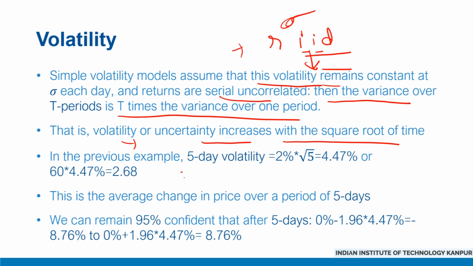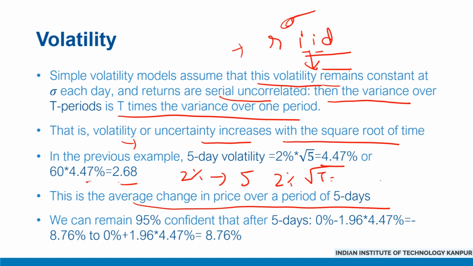In the previous example, we said that daily volatility was 2%, and we want to convert it into 5-day volatility, which means 5 periods. So we multiply the standard deviation value of 2% by the square root of the period t, which is 5. We get a value of 4.47%, or in dollar terms, $60 times 4.47%, which is $2.68. What it means is that if you want to know the average expected change over a period of 5 days, it can go up or down by $2.68.